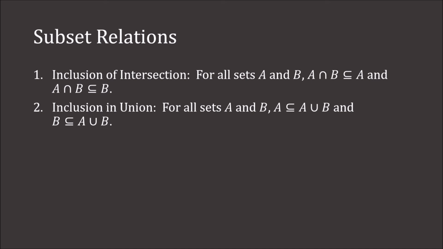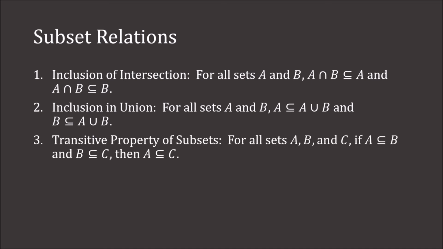Then we have the transitive property of subsets, which states that for all sets A, B, and C, if A is a subset of B and B is a subset of C, then A is a subset of C. Now, the proof for each of these three relations is a simple matter of applying the element argument, and this will be left to the viewer.